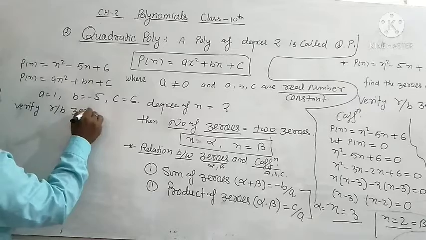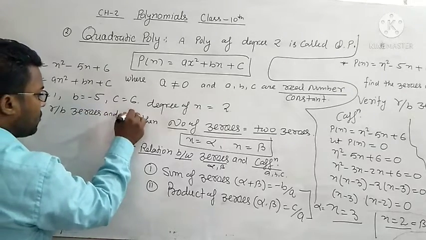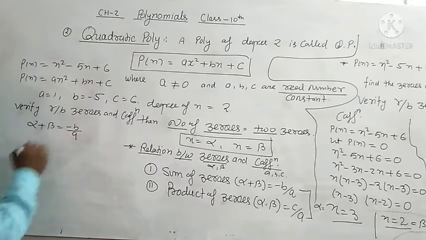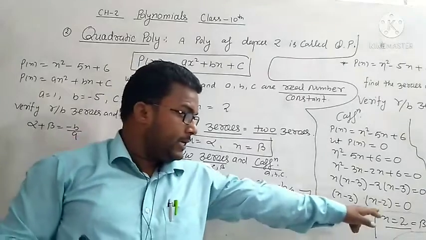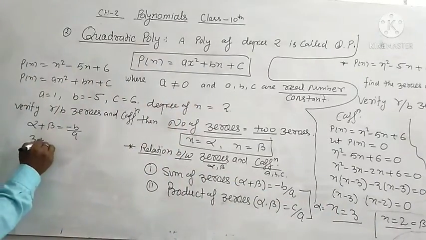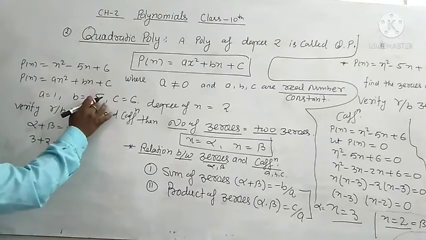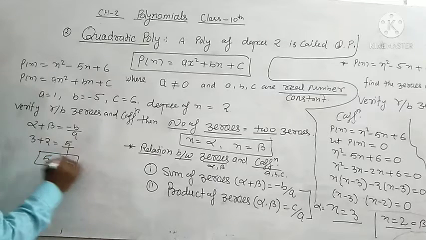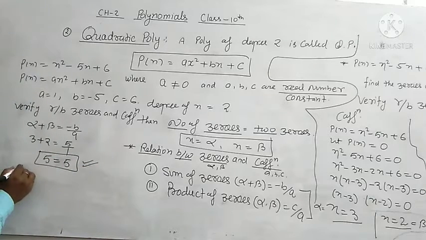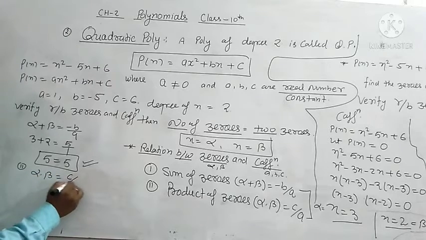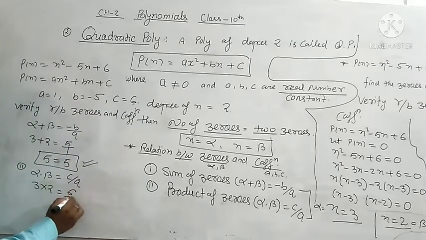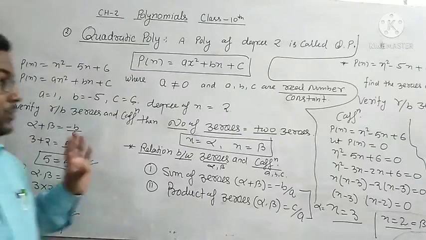Next, verify relation between zeros and coefficient. Okay, verify. First, alpha plus beta is equal to minus b by a. The value of alpha is equal to 3, beta is equal to 2. So 3 plus 2 is equal to the value of b minus 5, minus minus plus 5 upon 1 is equal to 5. First relation verified. Number 2, alpha into beta is equal to c by a. The value of alpha is equal to 3 into 2. The value of c is equal to 6 upon 1. So 6 is equal to 6. Both values are verified. So this is very important.